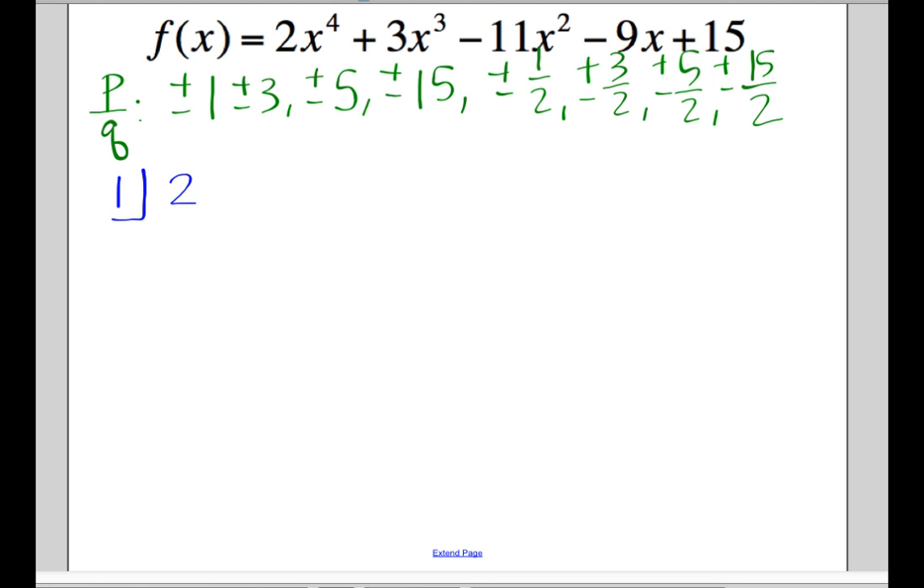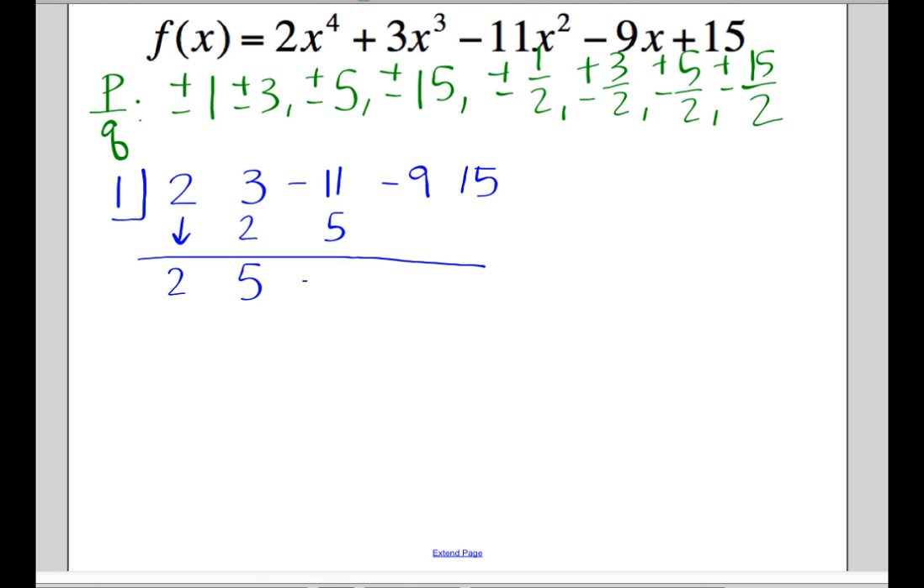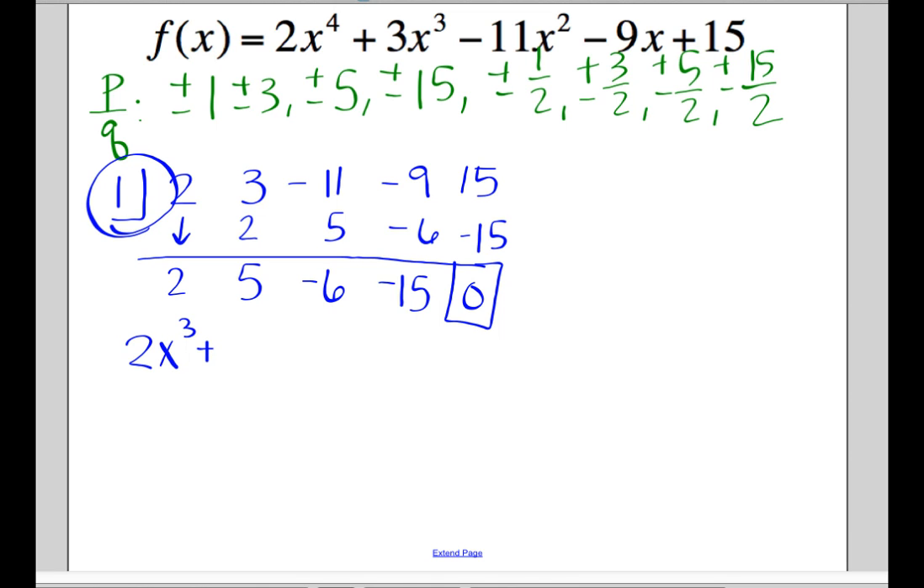So we'll list our coefficients. And now we'll go ahead and work through synthetic division. So drop down to 2 and multiply and add, and multiply and add, and multiply and add, and multiply. And it's nice, right away on the first shot with x equals 1, we got a solution. So that's great. Let's take a look at what's left. If I write the leftovers, I have 2x cubed plus 5x squared minus 6x minus 15.